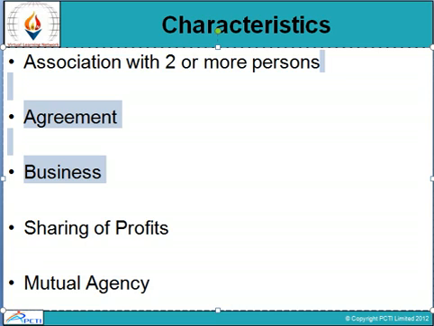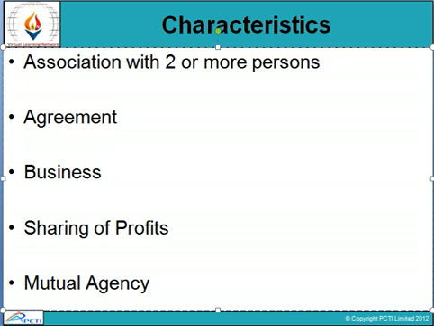According to Section 4 of the Indian Partnership Act, partnership is defined as the relation between two or more persons who have agreed to share the profits of the business carried on by all or any of them acting for all.